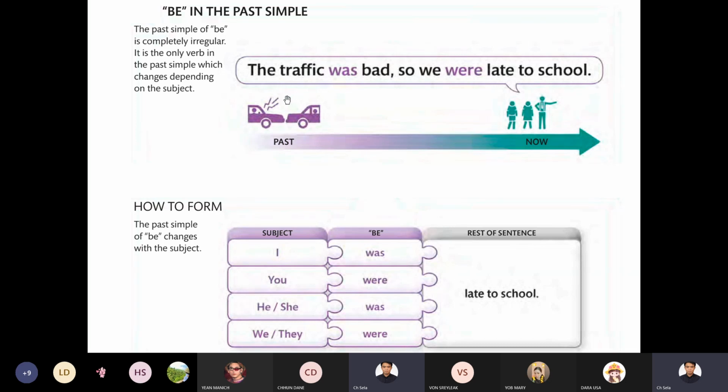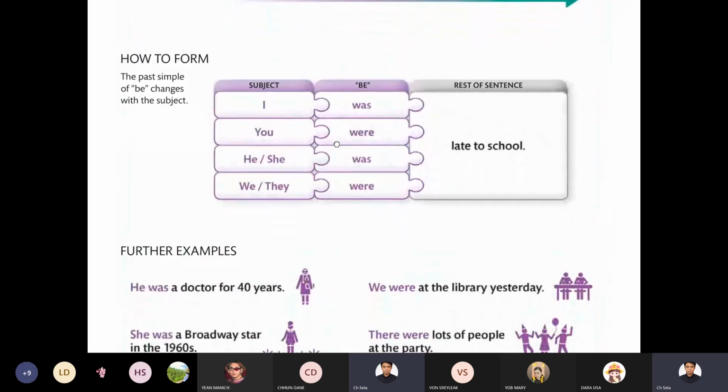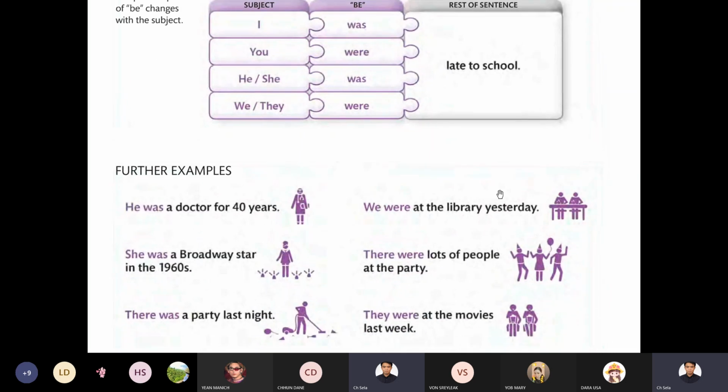You can look at the example here. The traffic was bad, so we were late to school, right? We were, but the traffic was. So we have was and were. And how to form? I use was with I, were with you, was with he, she, it, and were with we and they. All right, so there are more examples for you.